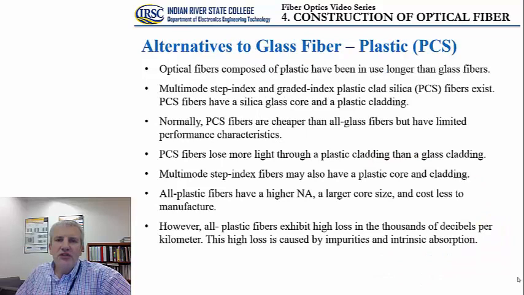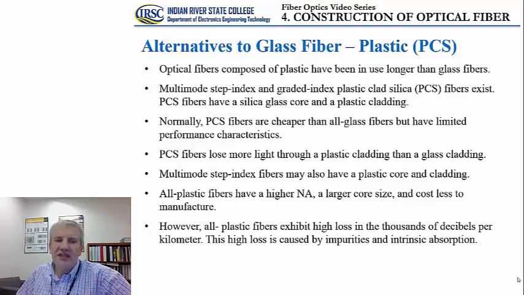Now, it's also important to mention an alternative to the glass-based optical fibers, and that is going to be optical fibers that are made out of plastic. Optical fibers that are composed of plastic actually have been in use longer than the glass fibers, and we can have different types of optical fibers that are based on plastic. We can have multimode stepped index and multimode graded index types of fibers. And these types of fibers are cheaper than the glass fibers, but they also have certain limited performance characteristics.